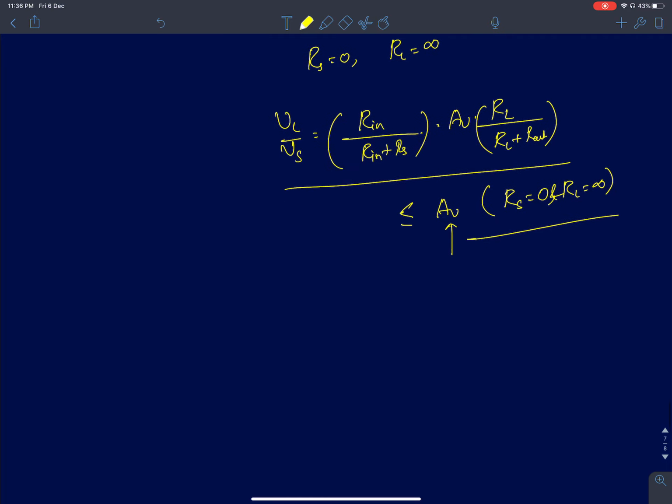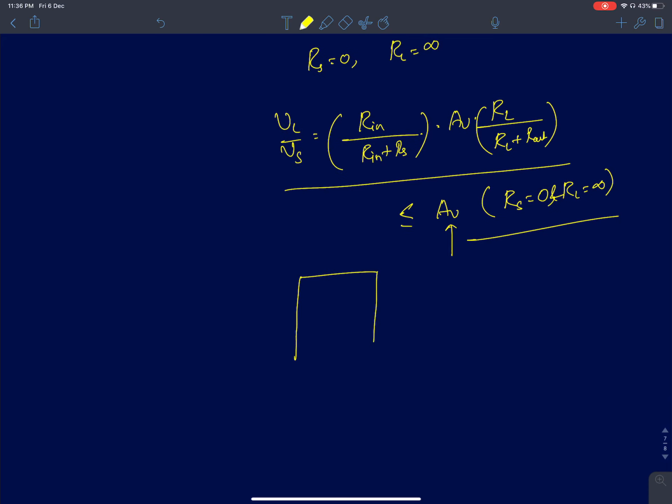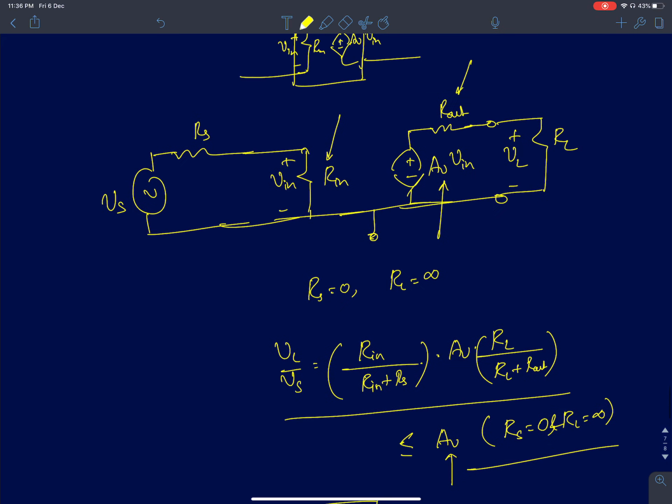So now we'll get back to the amplifier, and let me also introduce one more term. This term AV into Vin, I'm going to call it V0. So this is the voltage at the amplifier output, not across the load, but just at the amplifier's output. So V0 is AV into Vin. This term is the output of the amplifier.